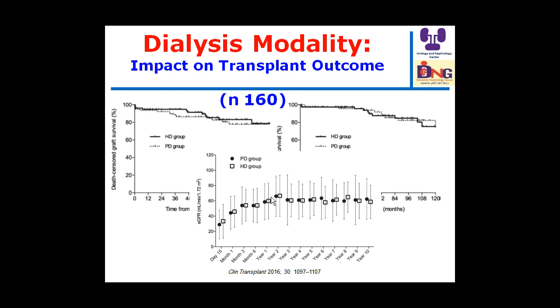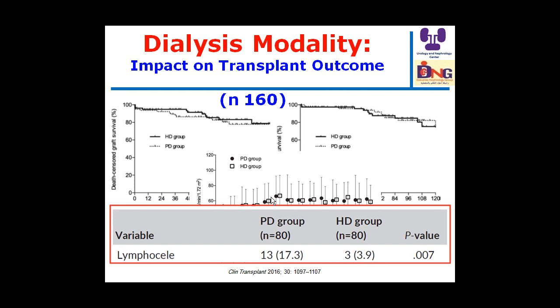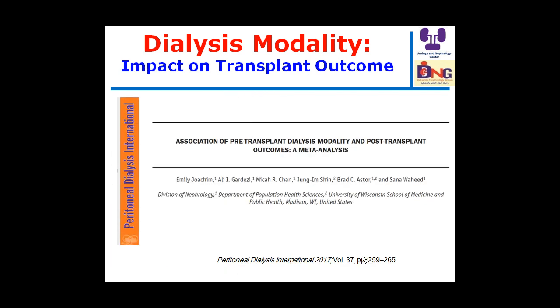Okay, and the kidney source is the same donor. One kidney goes for patients on hemodialysis, and the other goes for patients on peritoneal dialysis. But the only significant difference was the more common frequency of lymphocele in peritoneal dialysis in comparison to hemodialysis. This is a nice article.